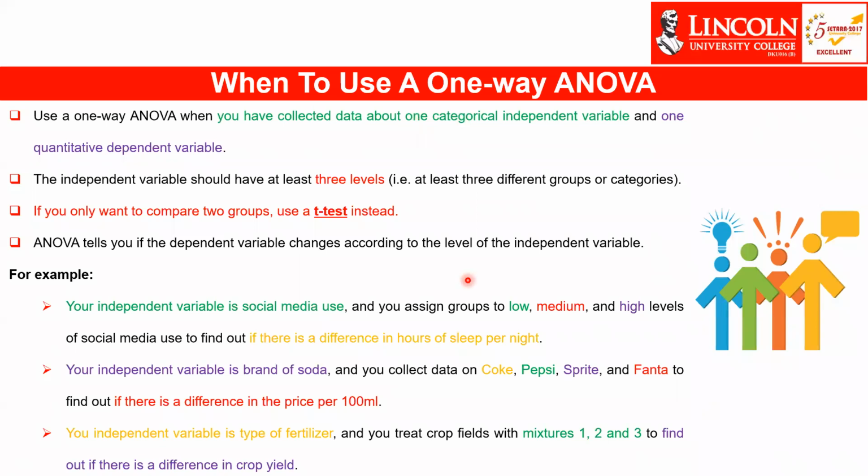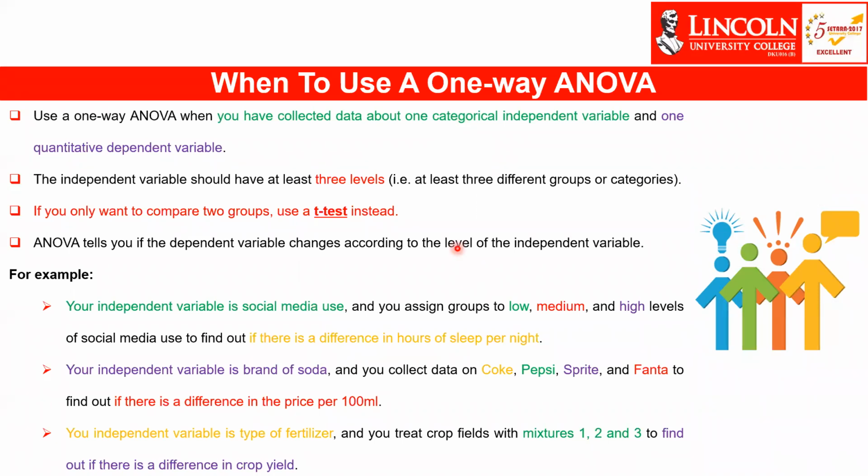Lastly, your independent variable is type of fertilizer. This is another example. And you treat crop fields with mixtures of 1, 2, and 3 to find out if there's a difference in crop yield. You will see that all these independent variables are categorical variables, that is one, but of course there are 3 levels. The first one is low, medium, and high. The second one is about 4 different products. And the last one is of 3 different mixtures of fertilizers, 1, 2, and 3.